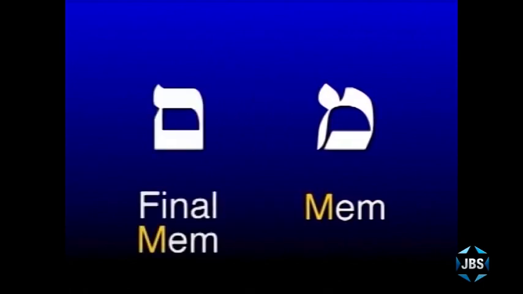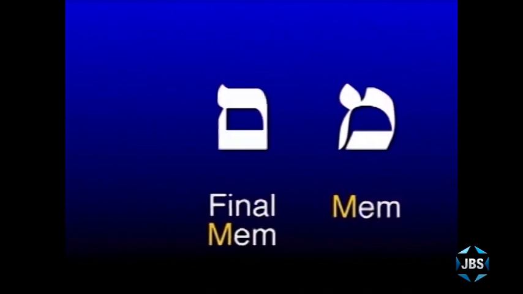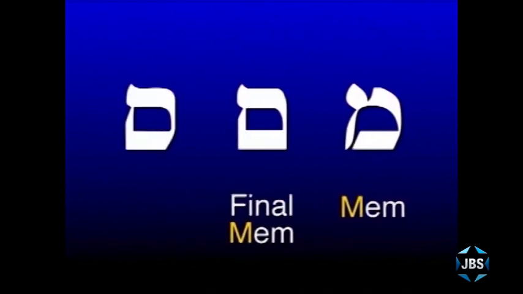And now we're going to take a mem and put a final mem next to it. This is the way you write the mem if it comes at the end of a word. And next to the final mem, we're going to put this letter. What letter is this that looks very much like a final mem but is not? This is the samech, mitsuyan. And the samech has a slice in the right-hand bottom corner, a slice for the samech. Don't confuse the samech and the final mem, mitsuyan.